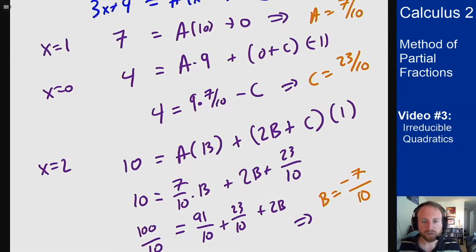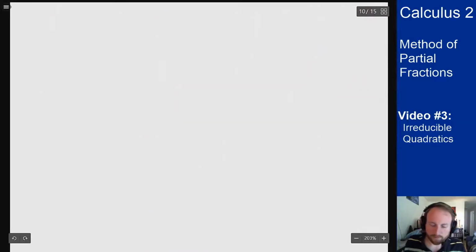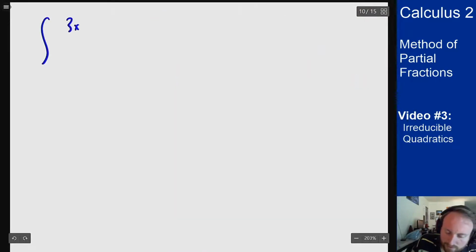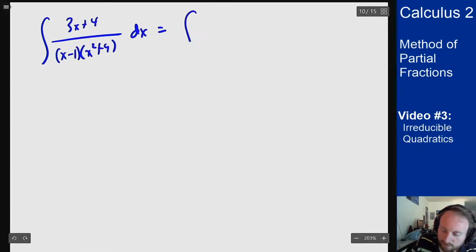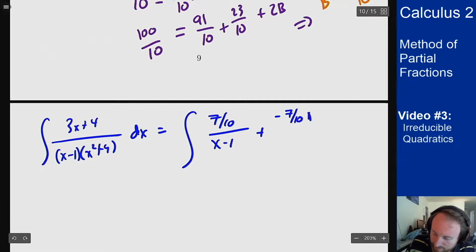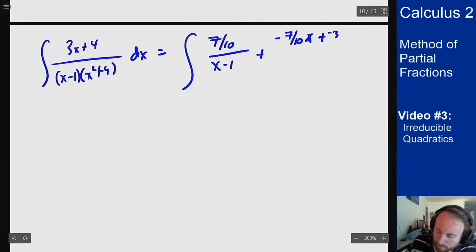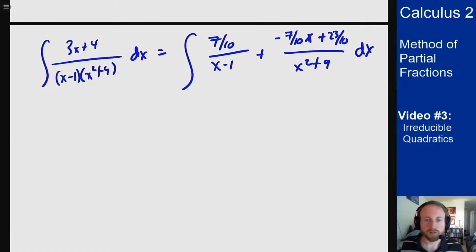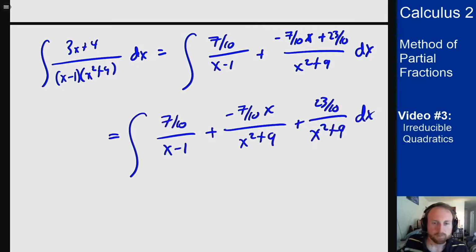So now we can write out our integral in this partial fraction decomposition and see where that gets us. From this, we get that the integral of 3x plus 4 over (x minus 1)(x squared plus 9) equals the integral of 7 over 10 over x minus 1 plus (negative 7 over 10 x plus 23 over 10) over x squared plus 9 dx. Now I'm going to split this into 3 separate parts. I'll split the x term off of the constant term here. Now, let's work each of these 3 integrals separately.